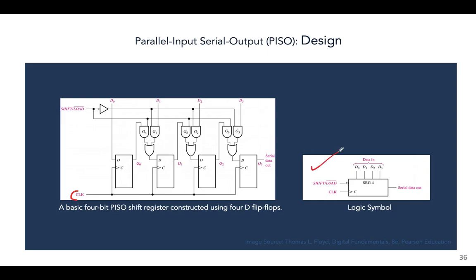First, this is the logic symbol, which you can take a look at. Again, we have this line. The purpose of this line will become clear in just a moment. So we have the shift and load line. We have the clock. We need this. This is the data input.